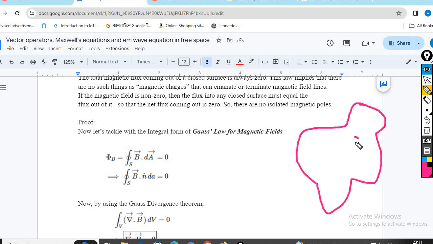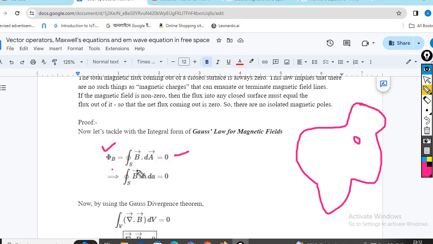Now one can think about a small area. So how many lines of forces are moving out? This gives us the idea about flux in the system. Okay, so integrate over this, so you will get the total magnetic flux. The Gaussian law for magnetic field says the flux is equal to 0.